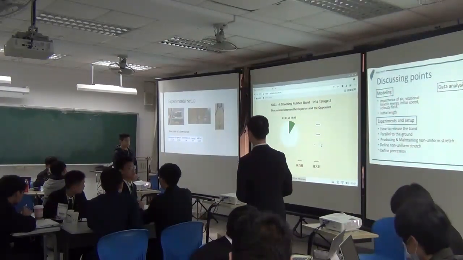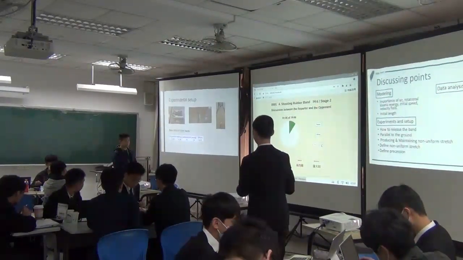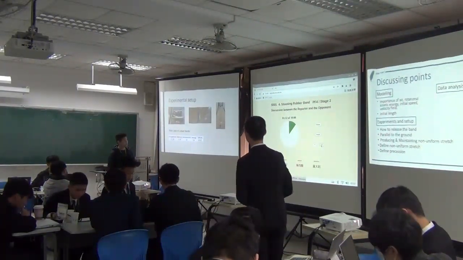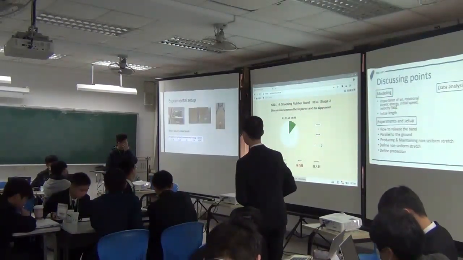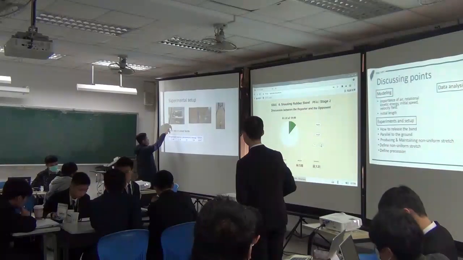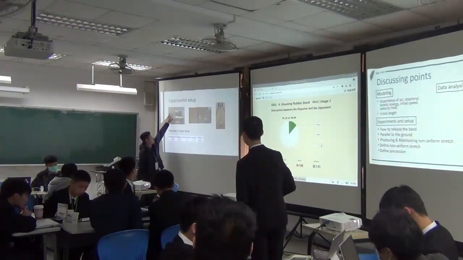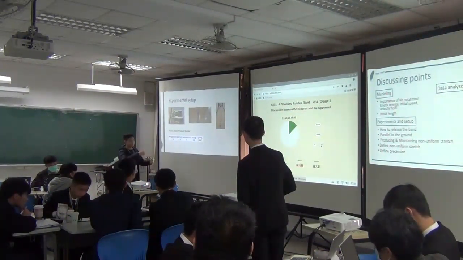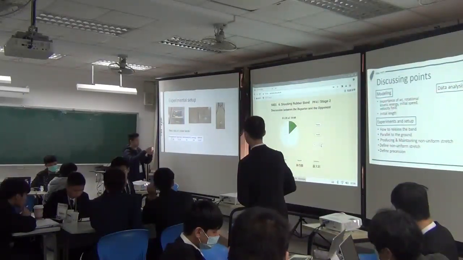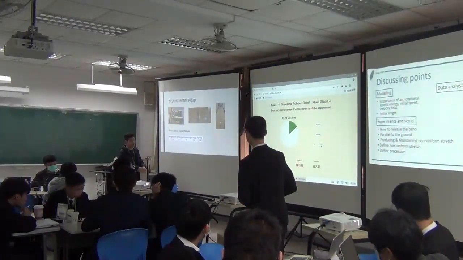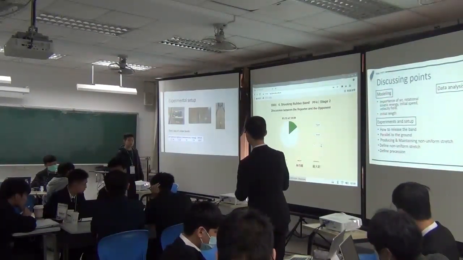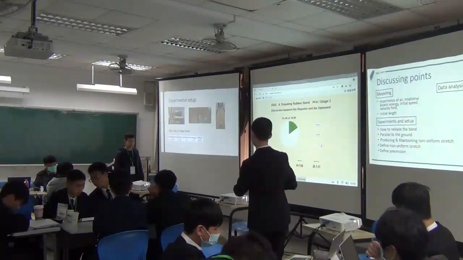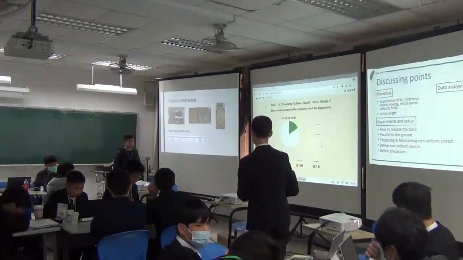So how do you maintain your non-uniform stretch if it will automatically get back to the initial condition of uniform stretch? I just put glue here to hold the line and put it here, so it won't go back. So you pin down the two points on the rubber band and then stretch it out, in such a way that it won't go back to its initial condition. Yes.